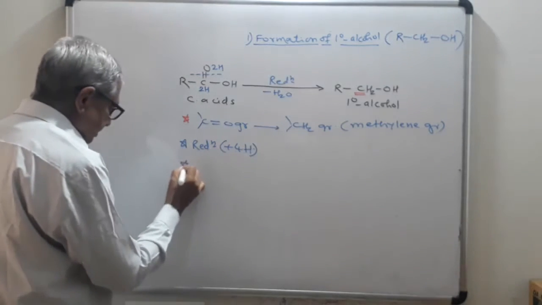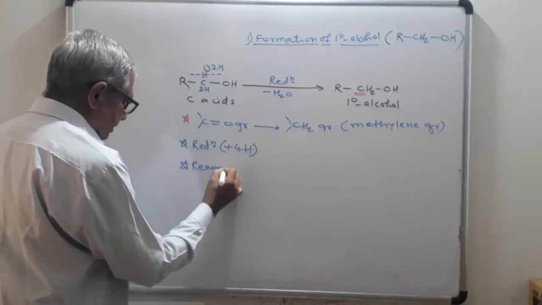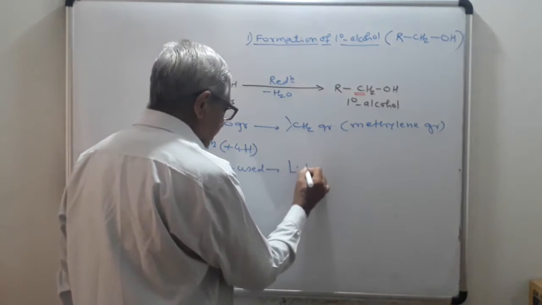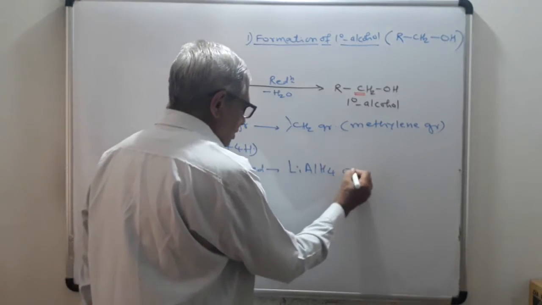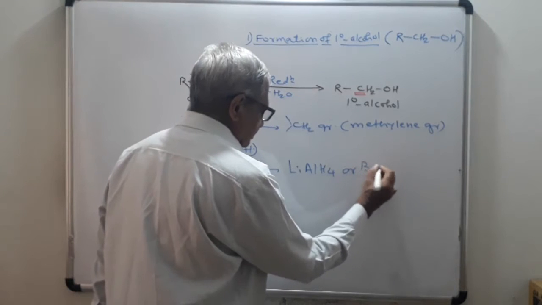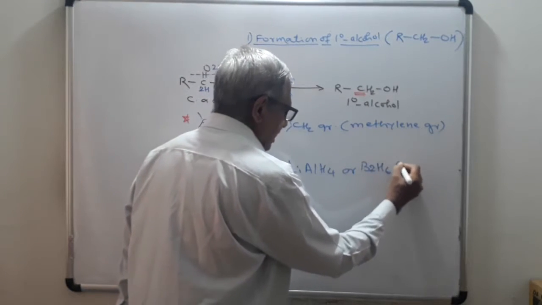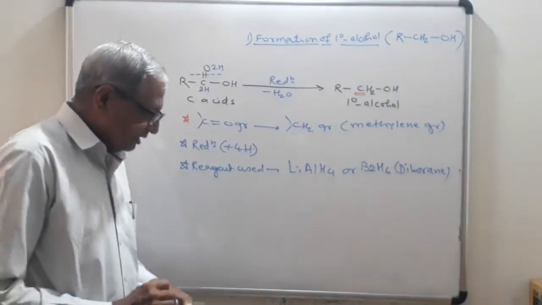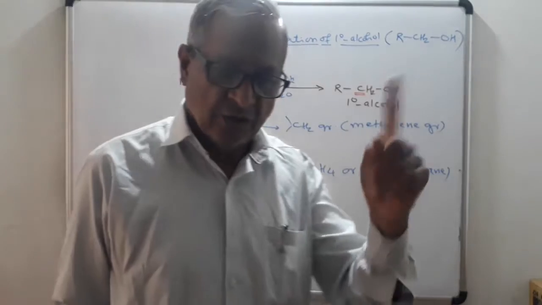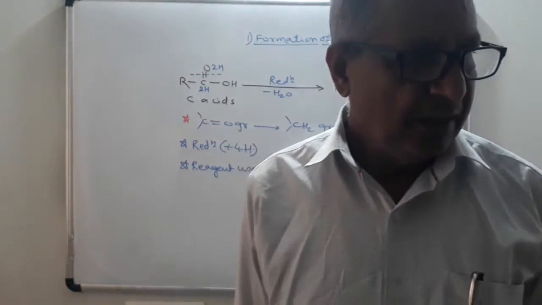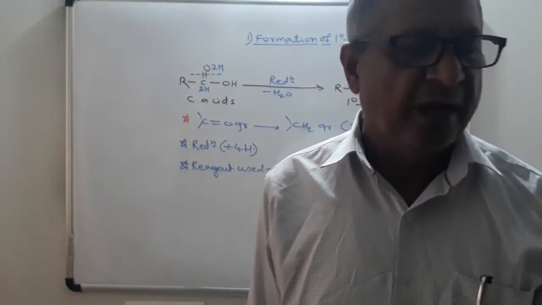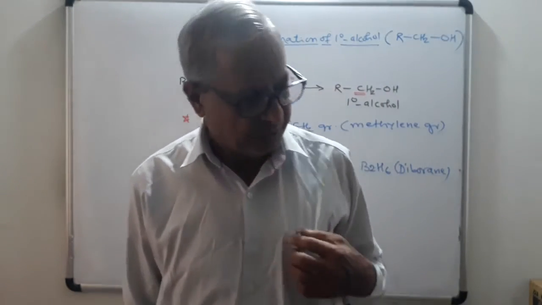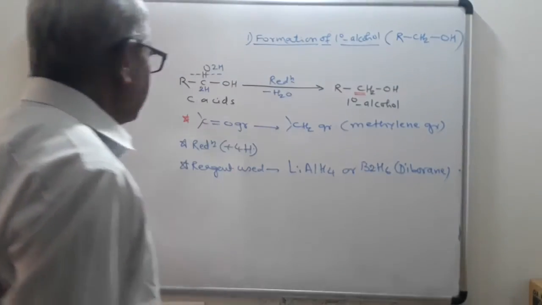Third question. The reagents used in this reaction are either lithium aluminum hydride or diborane, B2H6. These are the 2 reagents used for the reduction. Sodium borohydride does not reduce the carboxylic acid because it is a weaker reducing agent. So these are the important points here.